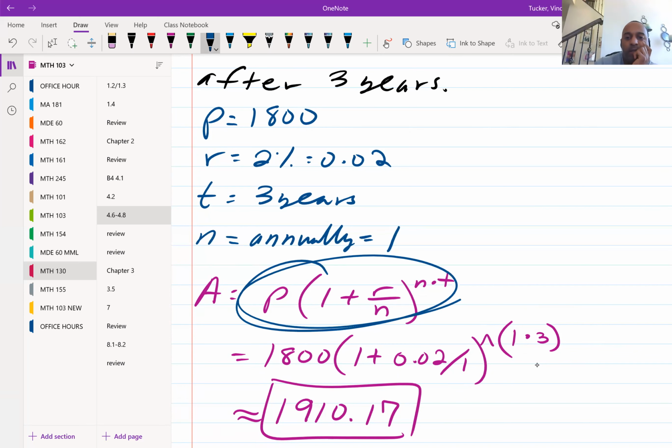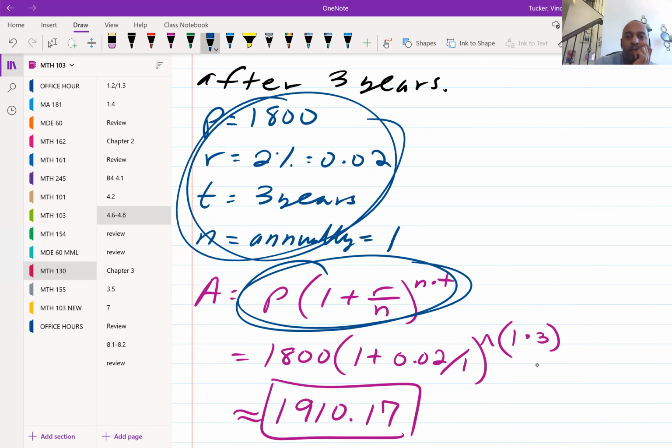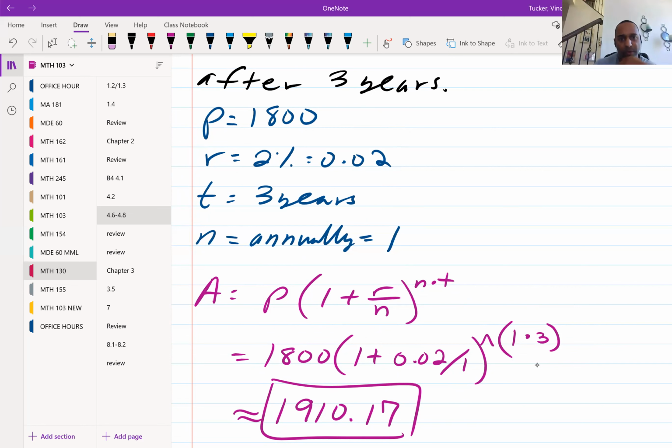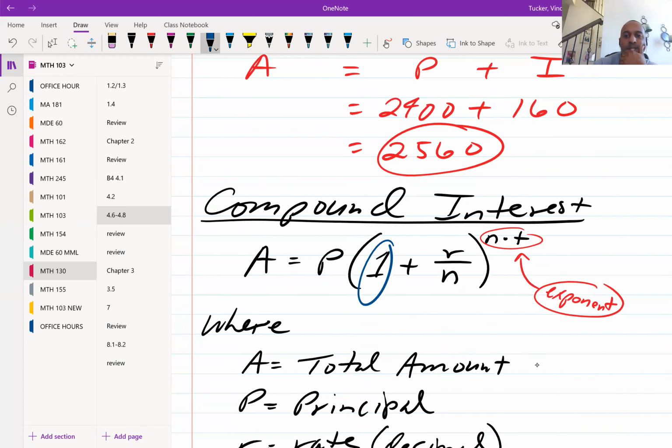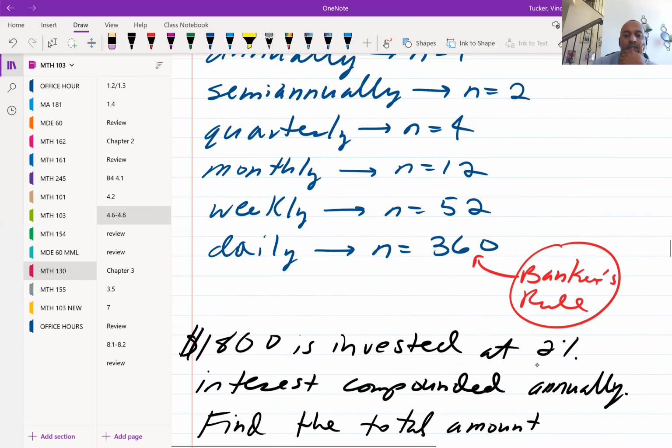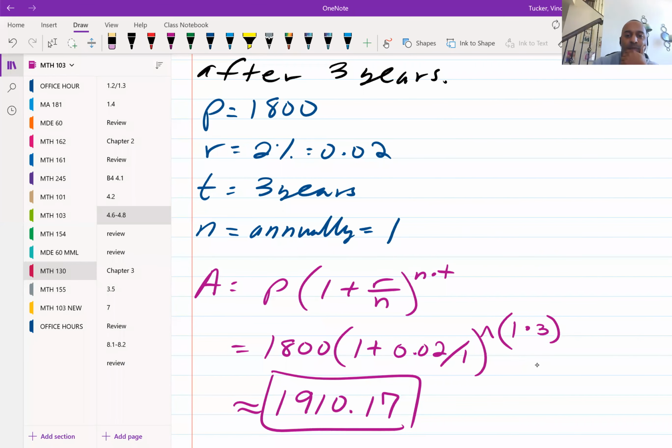This is the formula right here. And so this is P, R, N, and T. So you have to plug them in according to where you see them in the formula. So P is 1800. The 1 is a part of the formula, if you go back to it, right here. So we're not talking about that. We're talking about P, R, N and T. So P is 1800, R is 0.02, N is 1, and then T is 3. And so that's how I got this right here.